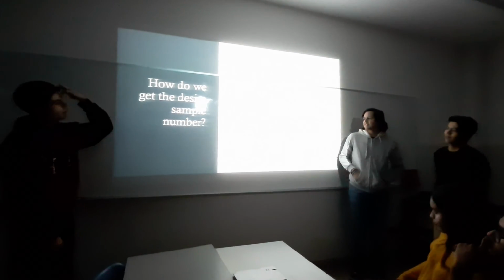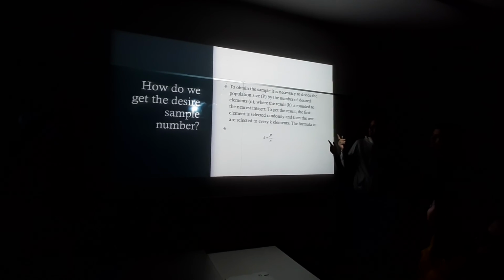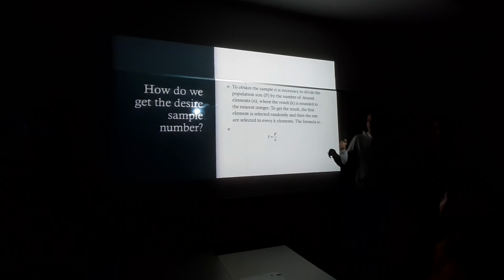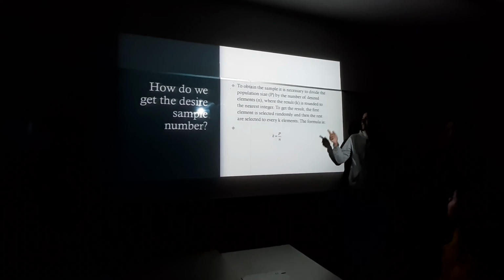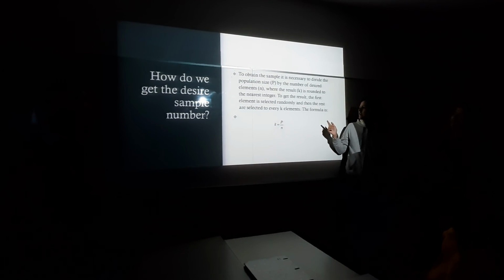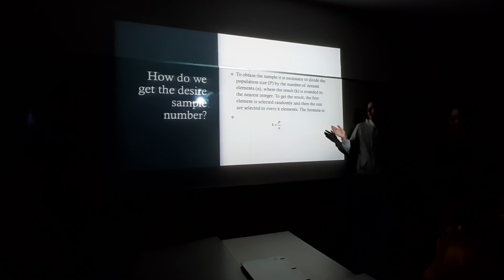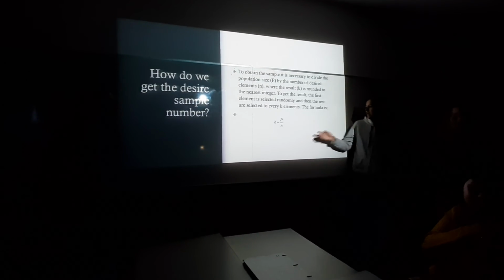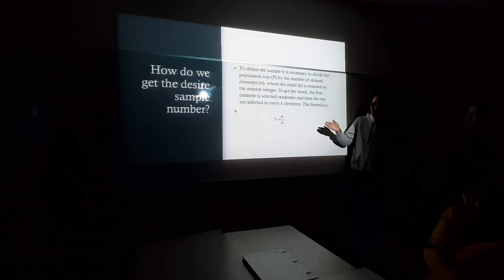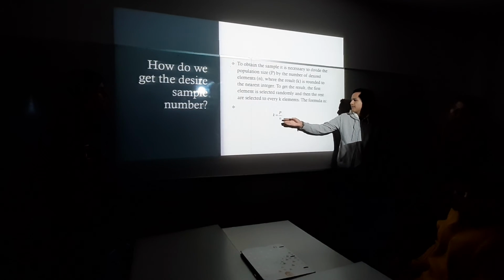How do we get the desired sample number? To obtain the sample it is necessary to divide the population size, which we represent by P, by the number of desired elements, which we represent with N, where the result K is rounded to the nearest integer. To get the result, the first element is selected randomly, and then the rest are selected at every K elements, and this is the formula: K equals P divided by N. K is the result of the population number divided by the number of elements.